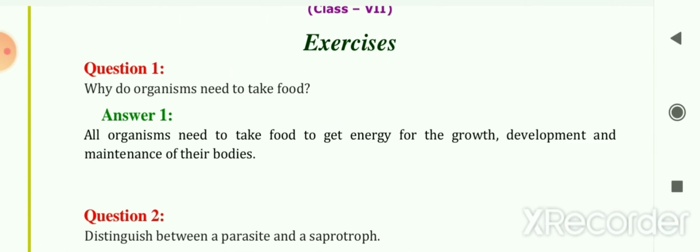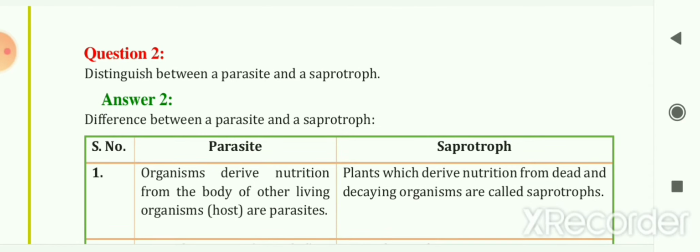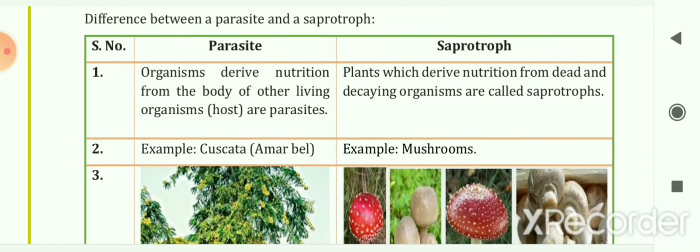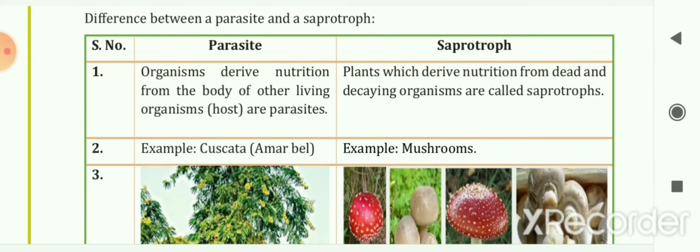The next question is, distinguish between the parasite and saprotrophs. So the difference between parasite and saprotrophs. The first difference is, the parasite organisms derive nutrition from the body of the other living organisms or the host, that are known as the parasites. In saprotrophs, the plants which derive nutrition from the dead and decaying organisms are called saprotrophs.